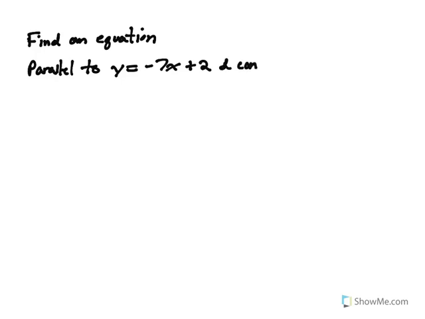And containing the point -3 comma -2. So this line is going to contain this point, and it's going to be parallel to -7x plus 2. All right? So before we find an equation of a line, we want to find the slope.